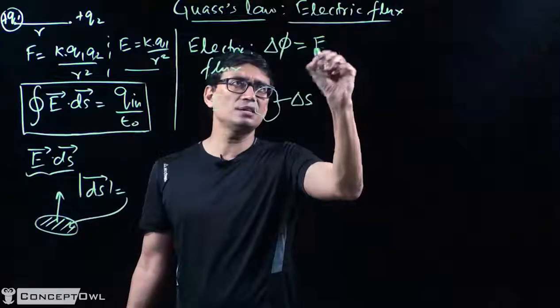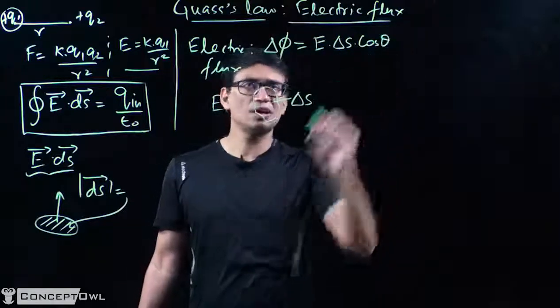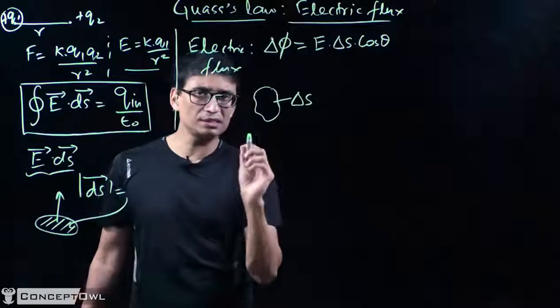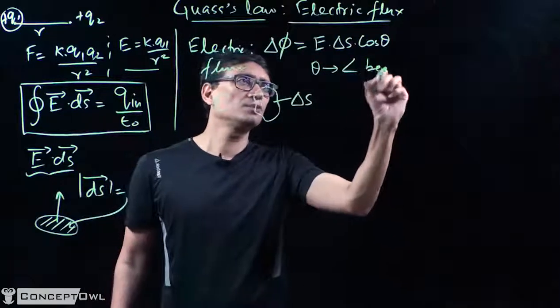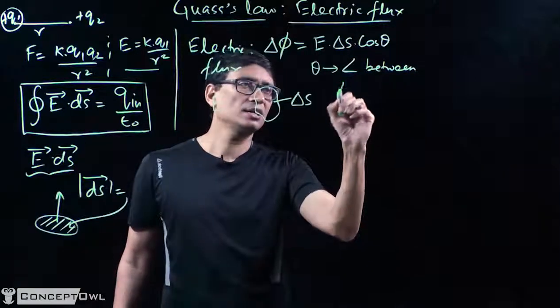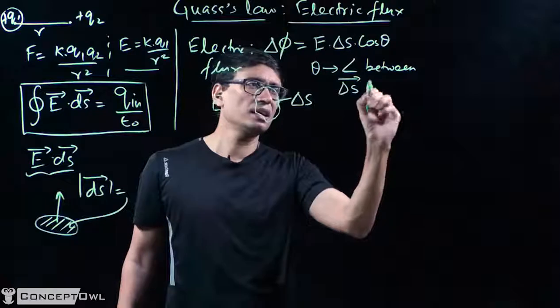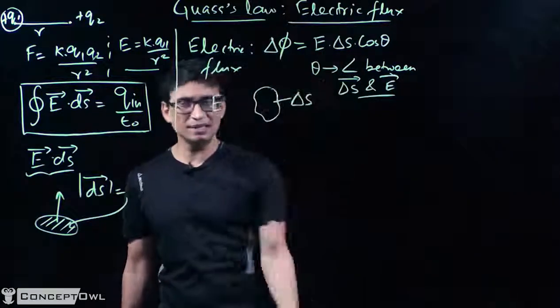So now I'll define my flux, delta phi, the small amount of flux, as E delta S cos theta, where theta is the angle between the area vector, the delta S vector, and the electric field. This is the definition, right?